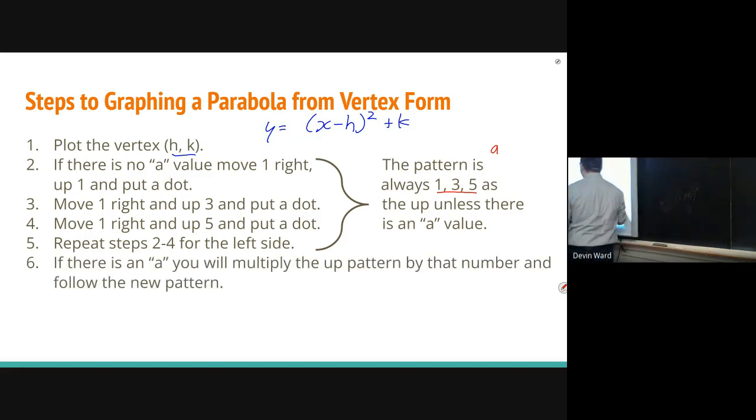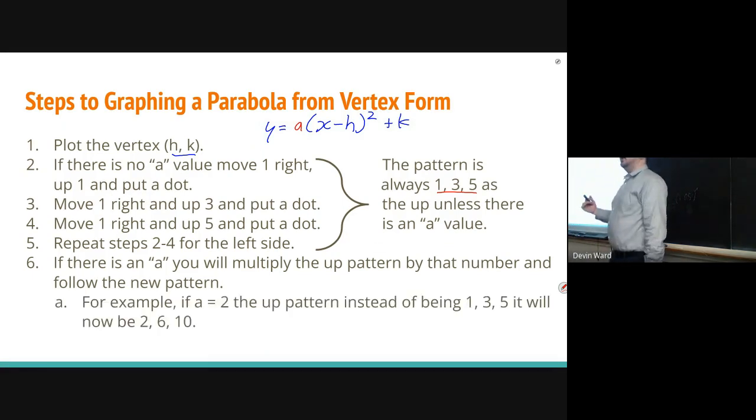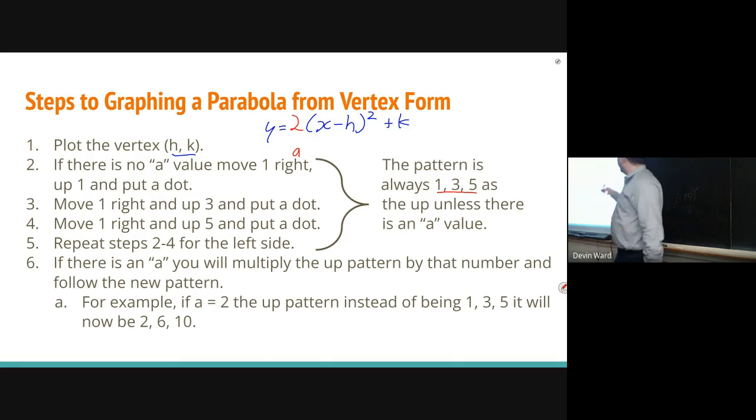If there is an a value, all we do is multiply the pattern by the a value. So if a is 2, if I have a 2 up front, I just multiply 1, 3, and 5 by 2. So instead of over 1, up 1, I'm going to go over 1, up 2. Then over 1, up 6. Then over 1, up 10. So instead of 1, 3, 5, I'm going to have 2, 6, 10.